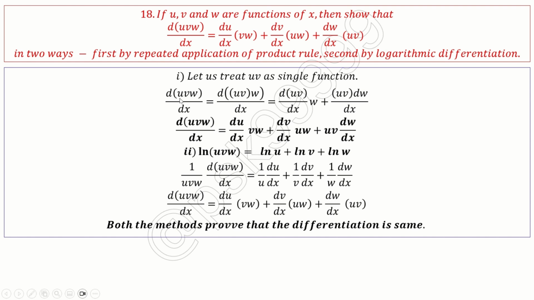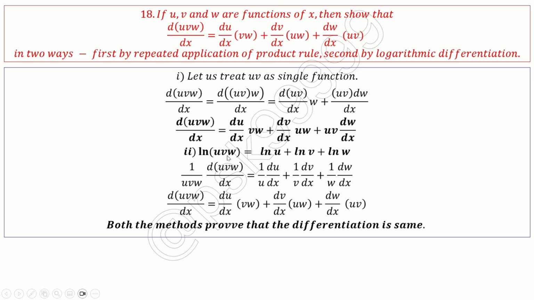I will treat uv as one function. Then it will become differentiation of uv into w. This is nothing but differentiation of uv into w plus uv into differentiation of w, dw by dx, correct? Now differentiation of this one I can again do, right? If I expand it, du by dx into vw plus dv by dx into uw plus uv into dw by dx. Now this is exactly the one I was showing in the first question: u dash vw plus u v dash w plus u v w dash.